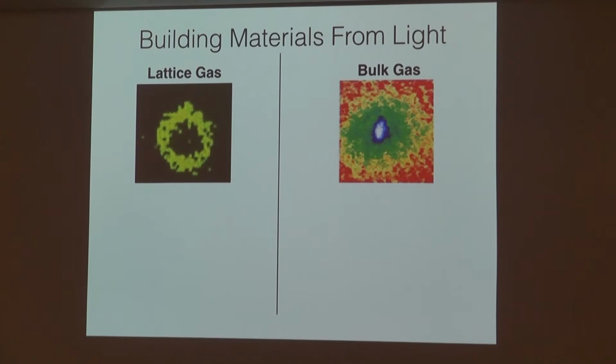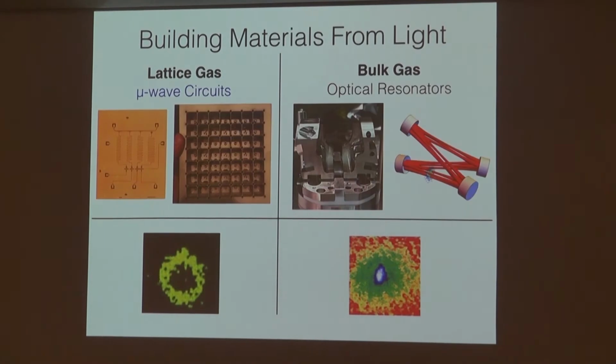So the two stories that I'm going to try to get through here are making materials out of photons that live in lattices and can hop between lattice sites and interact with each other, and making photons behave like bulk gases in the continuum, where the photon has some kind of a mass and some kind of an interaction with other photons, and seeing how that ordering takes place.